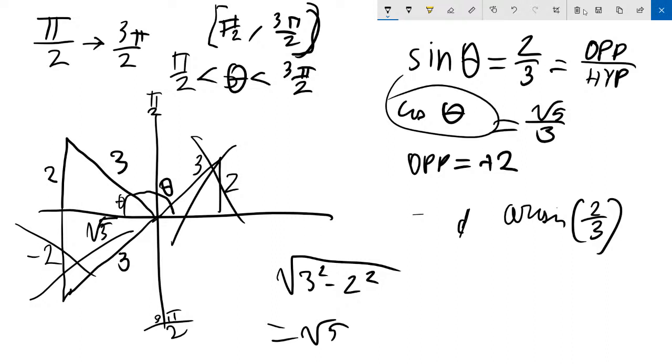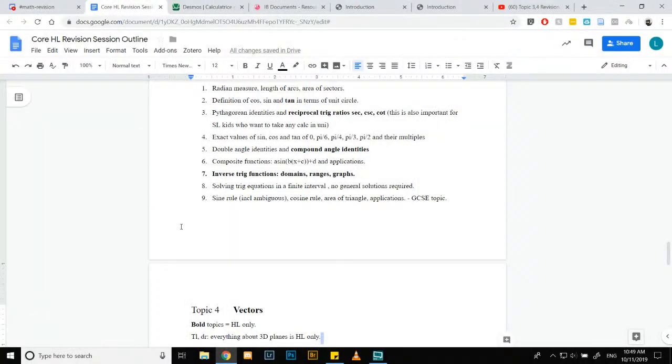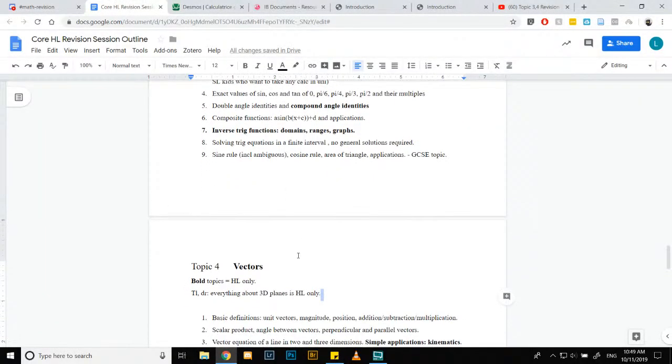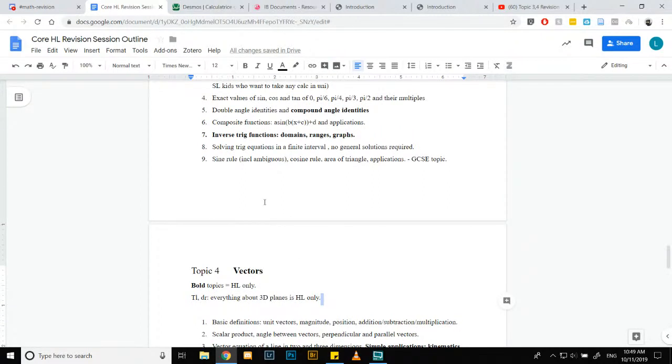So let's keep going. The sine rule. Cosine rule, and triangle application.